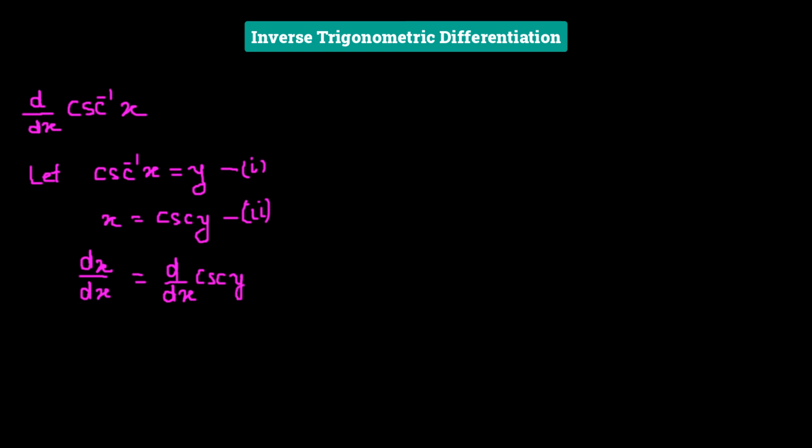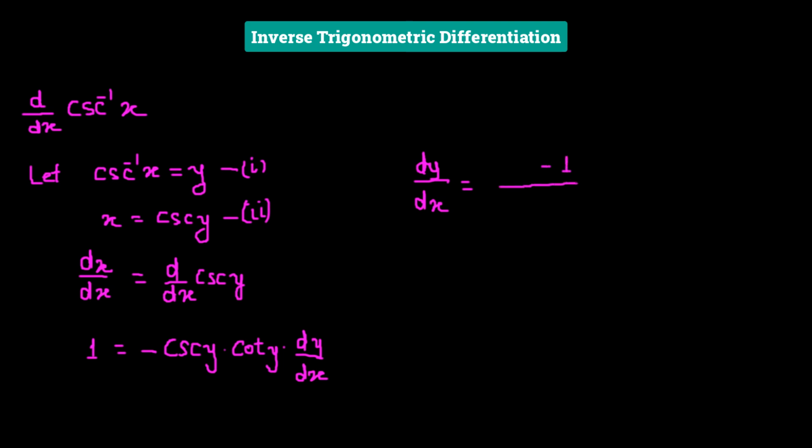So the derivative of x with respect to x is equal to 1, and the derivative of the cosecant function, cosecant of y, with respect to x will be negative cosecant of y times cotangent of y multiplied by dy over dx. So writing in terms of dy over dx, we get dy over dx equals -1 divided by cosecant of y times cotangent of y.